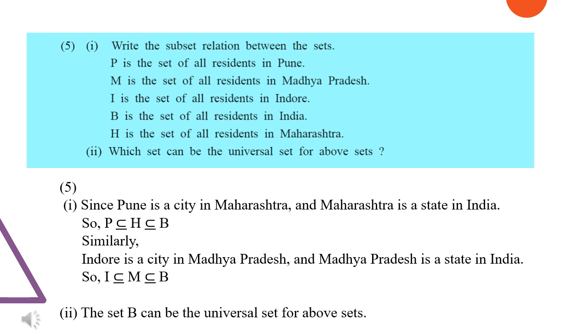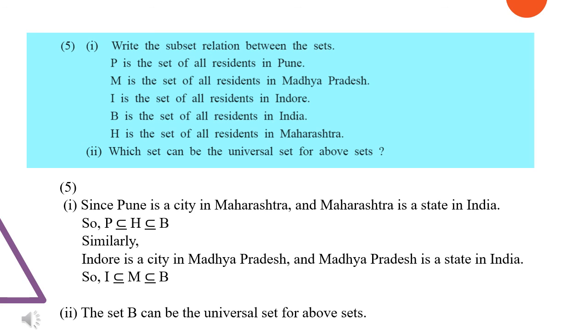We'll start with question 5. Write the subset relation between the sets. They have given us some sets and we have to find the relation between them. Subset relation means who is a subset of whom. P is the set of all residents in Pune. M is the set of all residents in Madhya Pradesh. I is the set of all residents in Indore. B is the set of all residents in India. H is the set of all residents in Maharashtra.